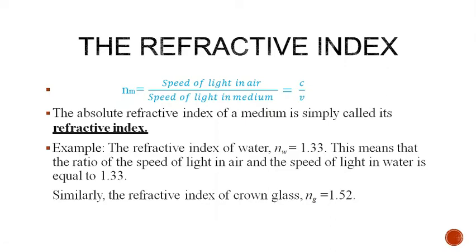Now back to the absolute refractive index, where one of the media should be vacuum or air only. For example, the refractive index of water is 1.33. What does it mean? It means that the ratio of speed of light in air and the speed of light in water is equal to 1.33. Another example is the refractive index of glass is 1.52. What does it mean? It means that the ratio of speed of light in air and the speed of light in glass is 1.52.